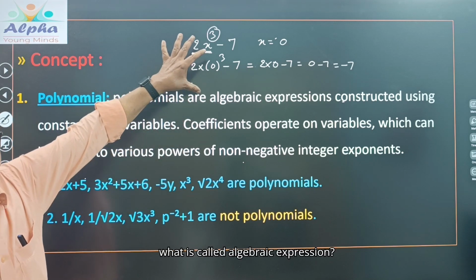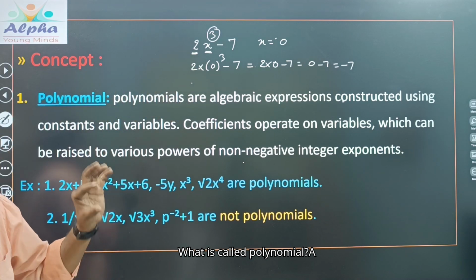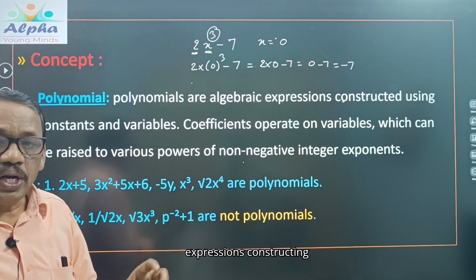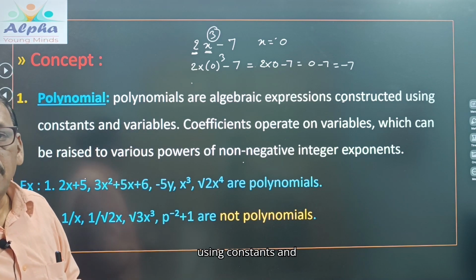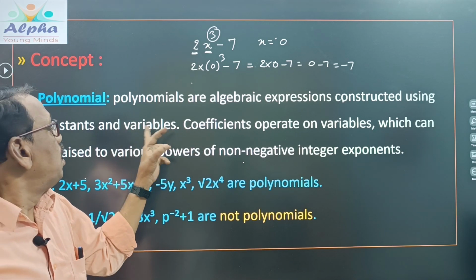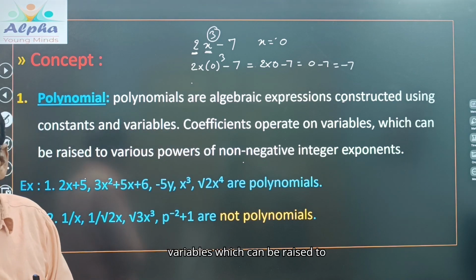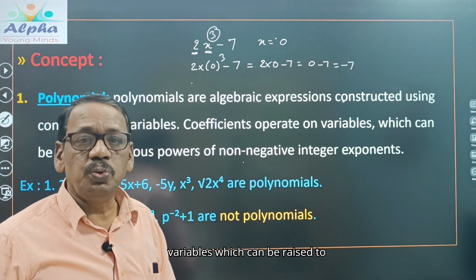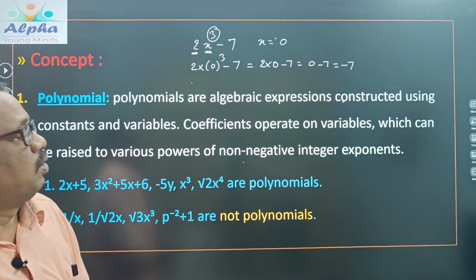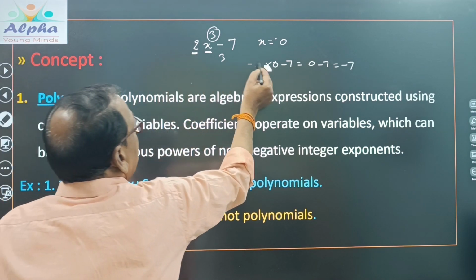So, what is called a polynomial? A polynomial or algebraic expression is constructed using constants and variables. The coefficient operates on variables which can be raised to various powers of non-negative integral exponents. Okay, integral exponents.